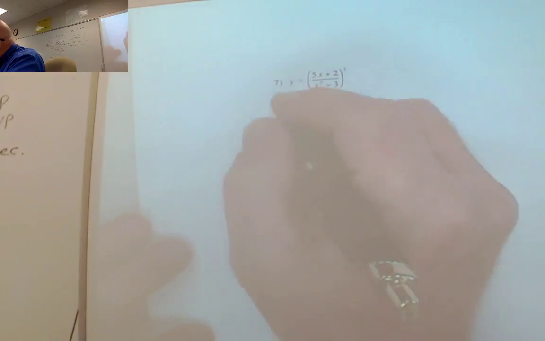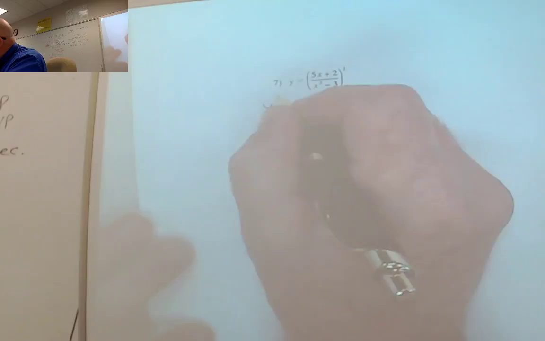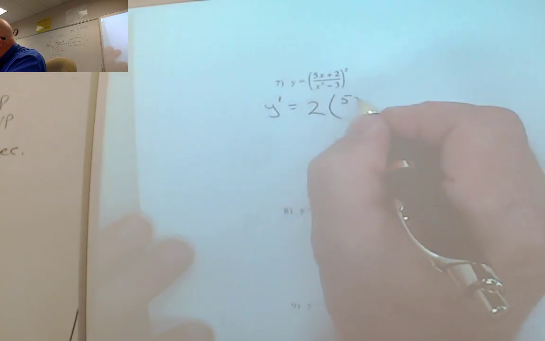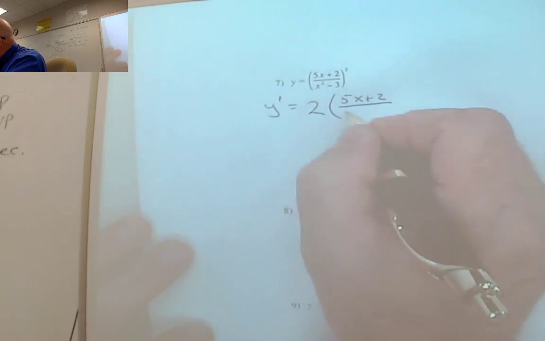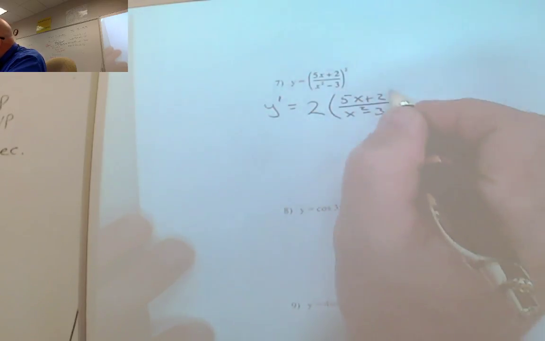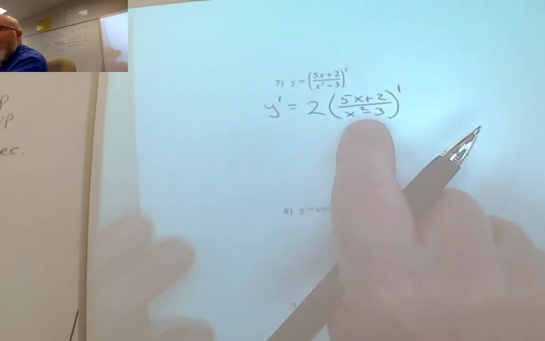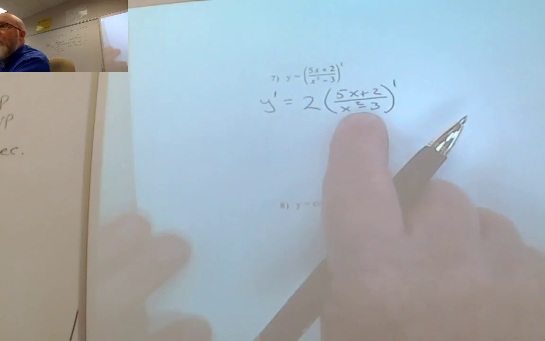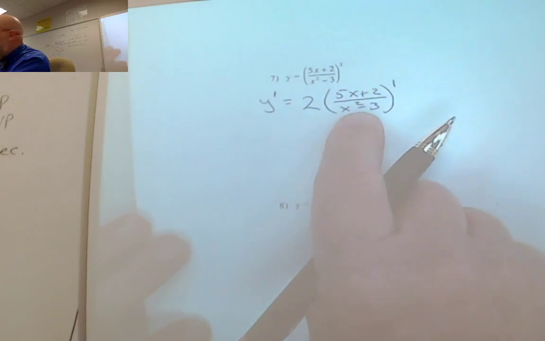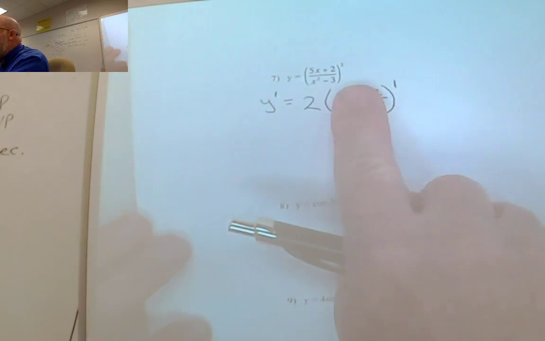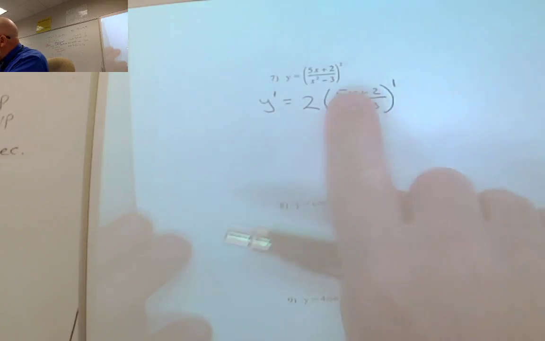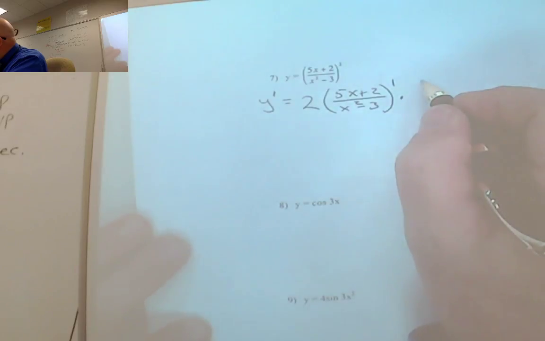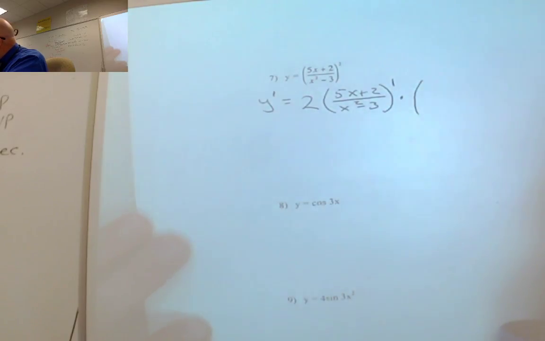So in this case, I'm going to use y prime. I'm going to have a 2, and then I'm going to have 5x plus 2 over x squared minus 3 to the first power. So this right here is the g of x. Does that make sense? That I didn't take the derivative of it yet. I only took the derivative of this outside part times, now I'm going to take the derivative of the inside, and it is a quotient, so I'm going to use the quotient rule.